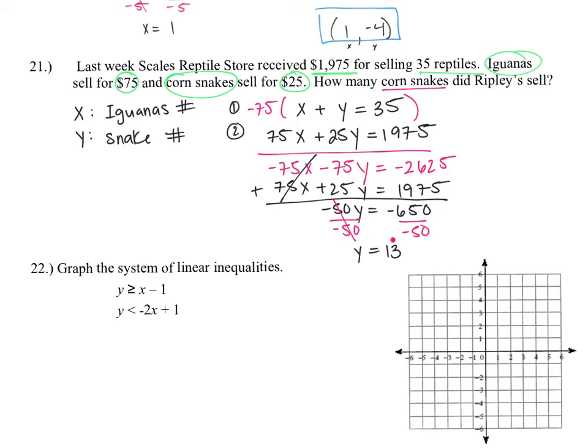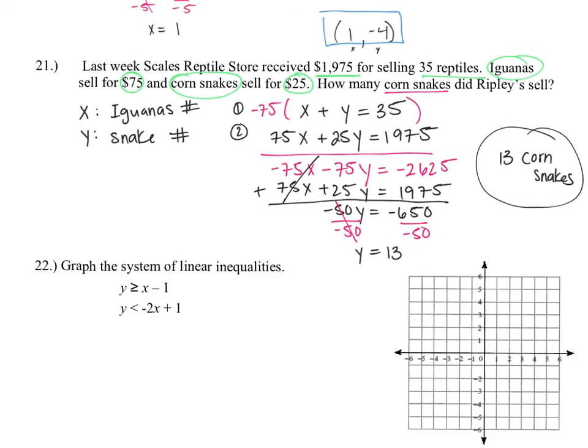So if my y is 13, that means the number of corn snakes that I sold was 13 snakes. And that's it. Now, if I were asked to find the iguanas, I can go ahead and take 13 and subtract it from 35 and get how many iguanas I sold.